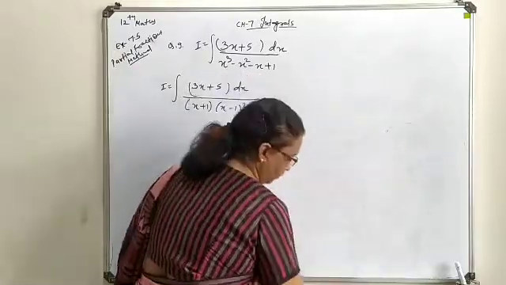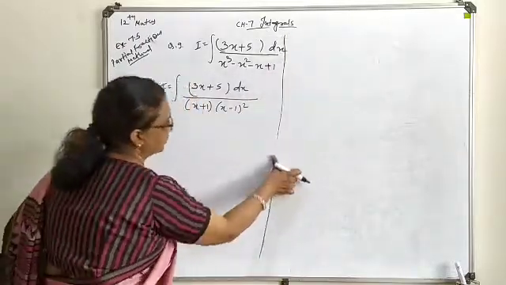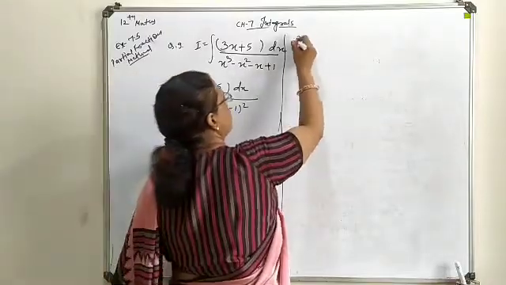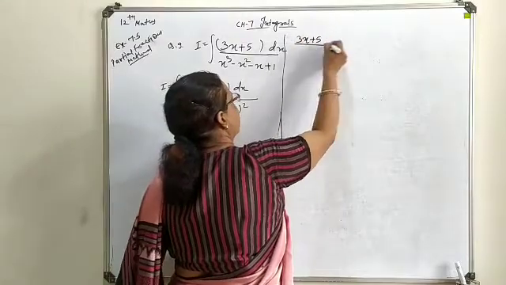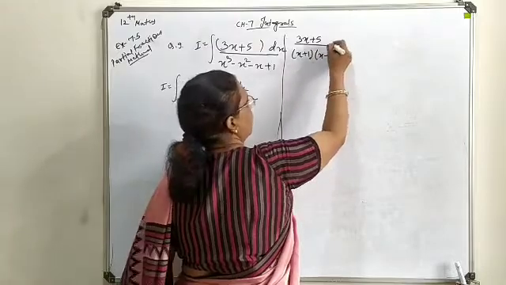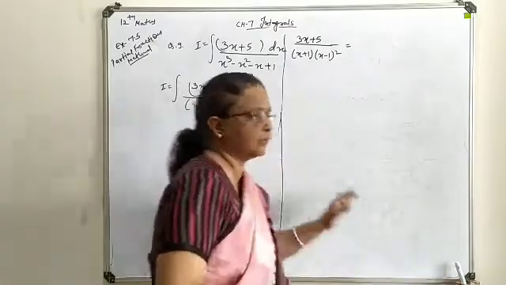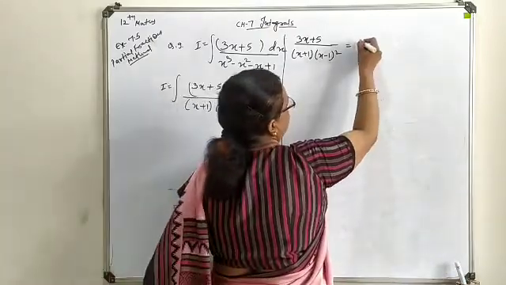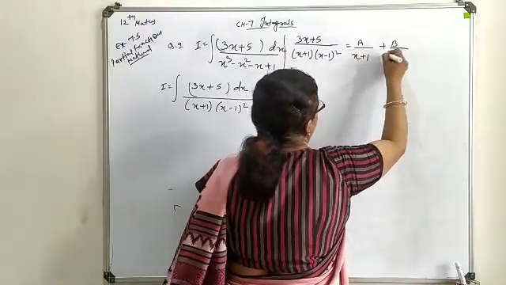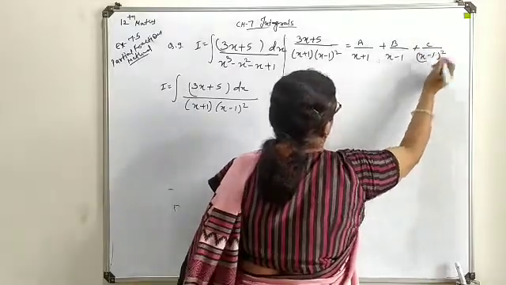So let us find it out. Taking this fraction only, 3x plus 5 upon x plus 1 into x minus 1 whole square. Here you can see three constants are to be introduced. So let them be introduced over here. Meaning first, the linear factor x plus 1 carries a constant A, another one is B over x minus 1, and the third is carrying C over x minus 1 whole square form.